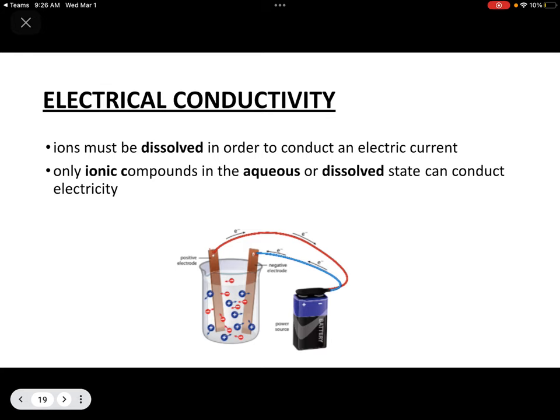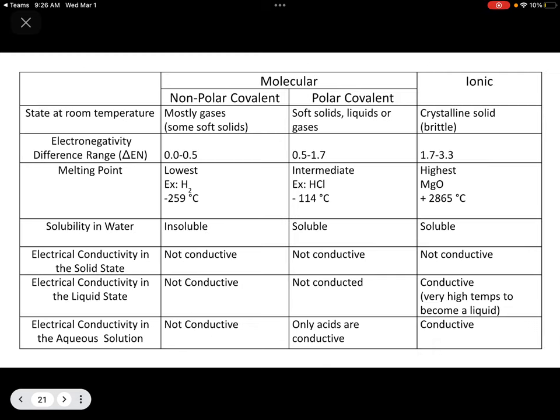Electrical conductivity is also important. When we look at ions, they must be dissolved in order to conduct electric current. For example, only ionic compounds in an aqueous or dissolved state can conduct electricity. So we have to look at our ionic compounds, and those are the only ones that can conduct electricity.